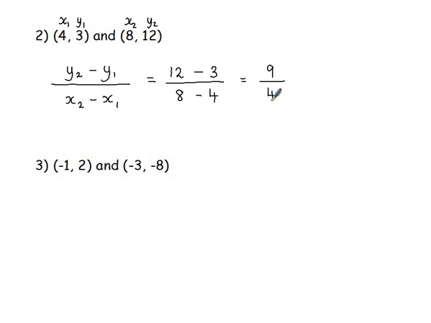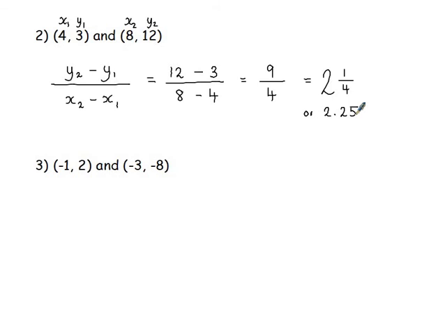If you'd like to change it into a mixed number or a decimal, if we do a mixed number, we have how many 4s go into the 9? It gives us 2 with 1 left over, keep it over the 4, so 2 1/4, or it could be written as 2.25 if you want it as a decimal.